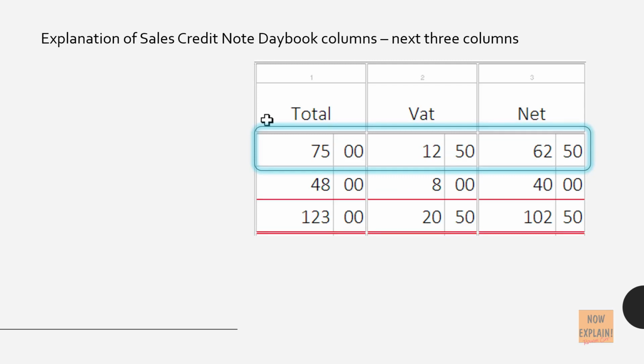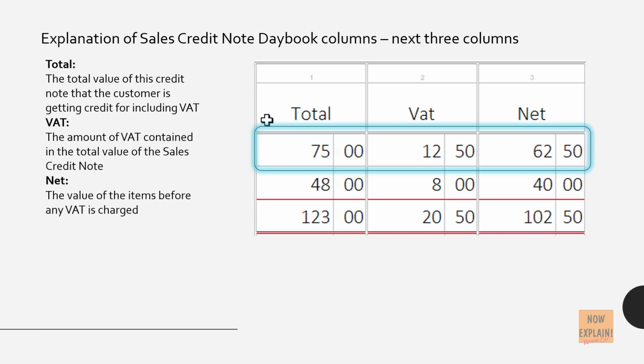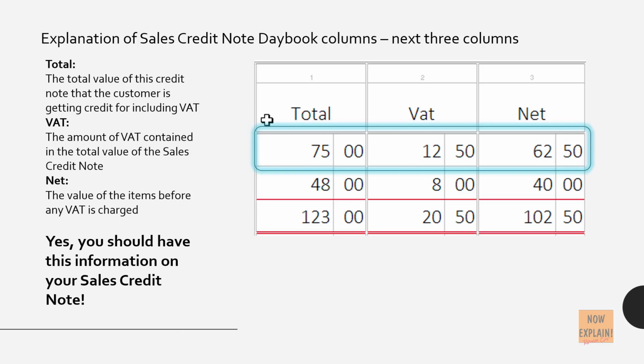So the next three columns, total, VAT and net, what are they? Total: the total value of this credit note that the customer is getting credit for, including VAT. VAT: the amount of VAT contained in the total value of the sales credit note. Net: the value of the items before any VAT is charged. And yes, you should have this information on your sales credit note.